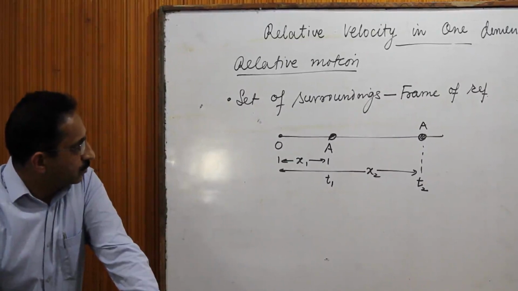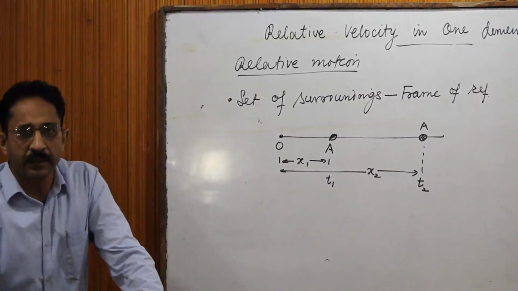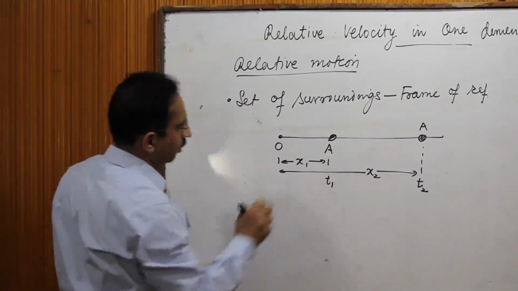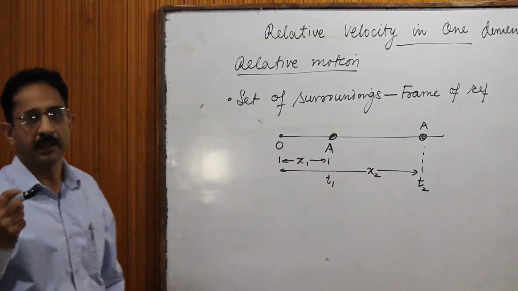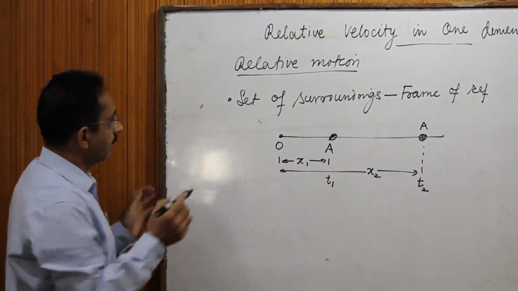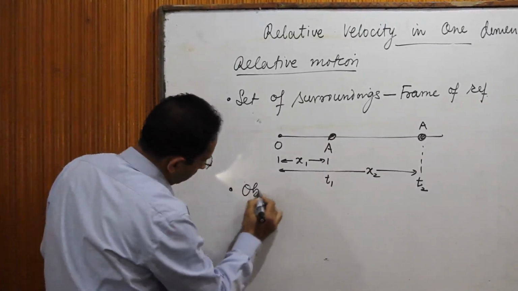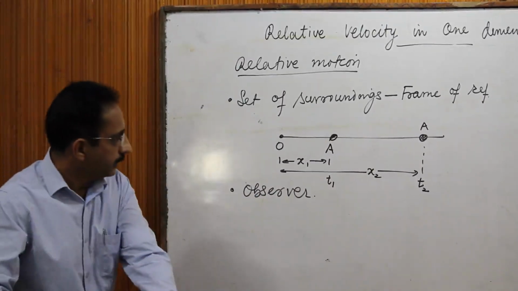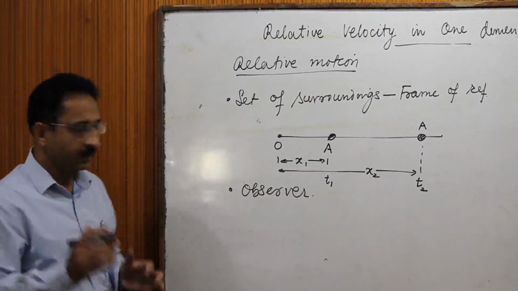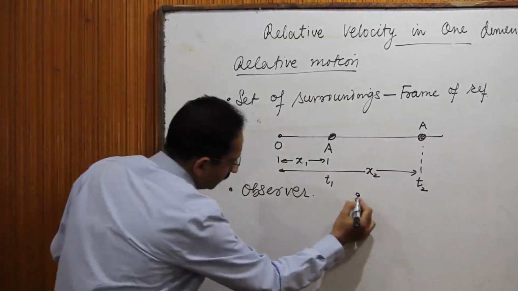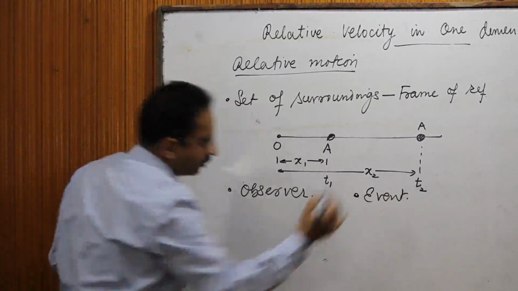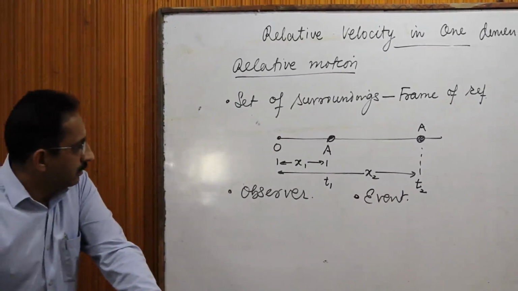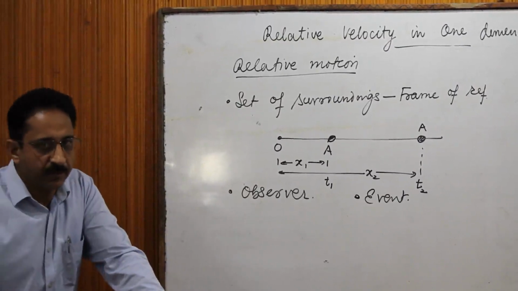Now it so happens that the person who is watching this phenomenon may be standing at O, or on A, or somewhere else, and that person's position also has a significance. We will call that person an observer. And this whole phenomenon, we can call it an event. So an observer is someone who can feel the change of position or see this phenomenon.